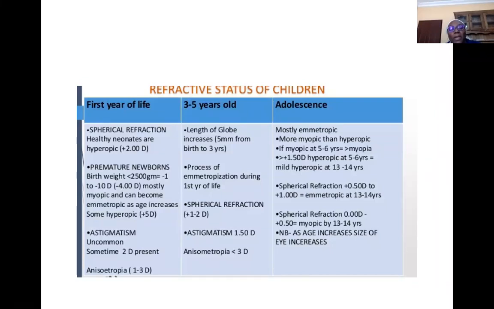By the time it gets to 3 to 5 years, the length of the globe increases, and you have the process of emmetropization, whereby the spherical refraction can be just about 1 to 2, which probably does not need correction. And then by adolescence, the eye is mostly emmetropic by the time they're 6 years, but some can become more myopic than hyperopic. You could have myopia, you could have hyperopia, and some are even hyperopic at the age of 13 to 14. It depends on the condition, and maybe other factors, maybe family history, like we know myopia can be hereditary, and then other factors that come into play, such as the cornea and the axial length.